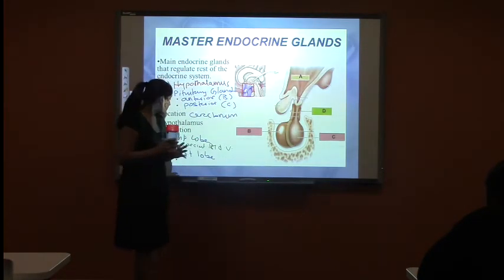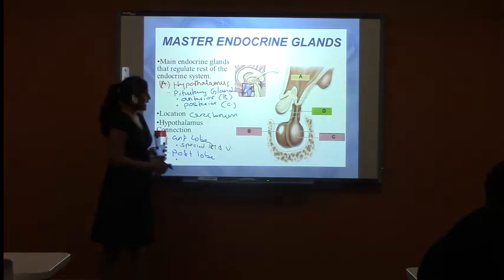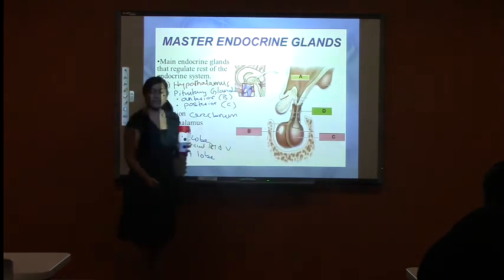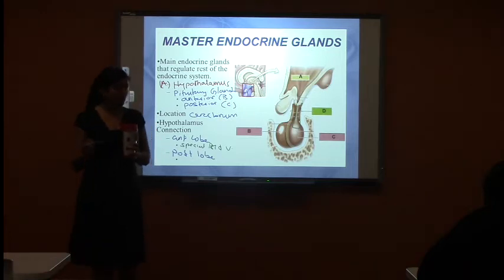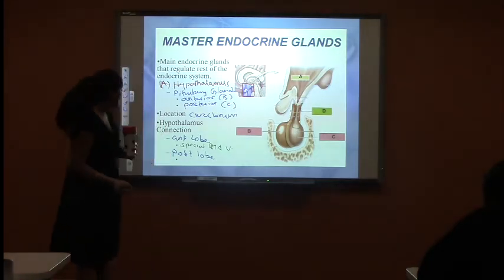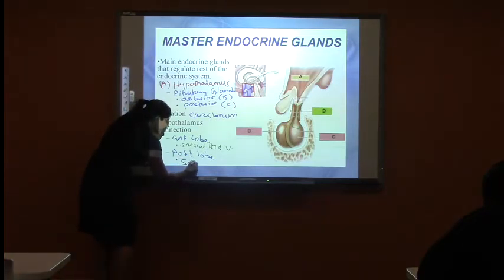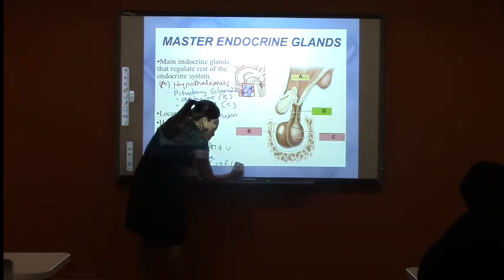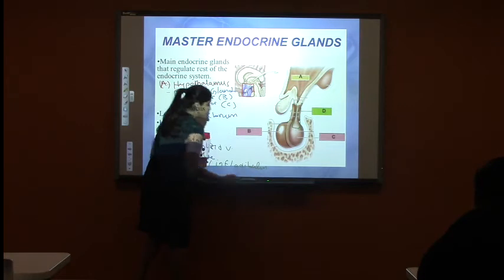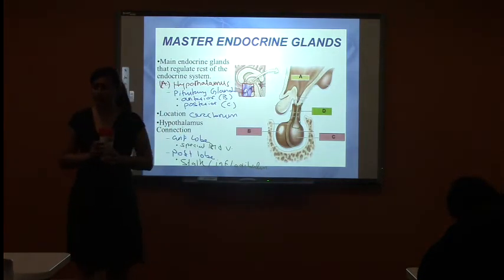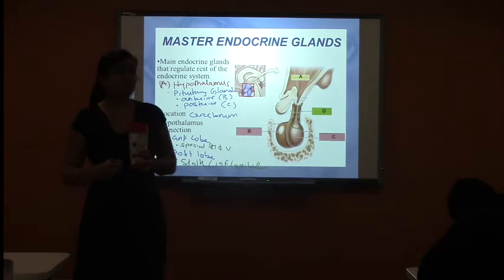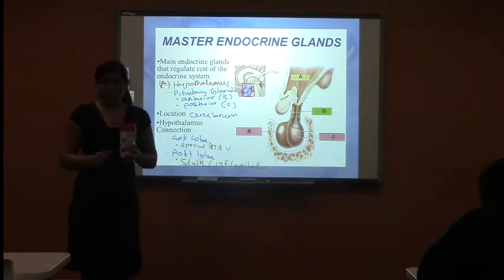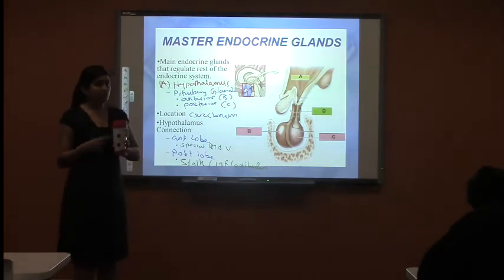Okay? Now, how is the posterior lobe connected? As you can see right here, there's basically a tissue that spans from the hypothalamus into the posterior pituitary, or the posterior lobe of the pituitary gland. It's called the stalk, or infundibulum. It's a stalk, or the proper name is infundibulum. And I'll explain what that infundibulum is.